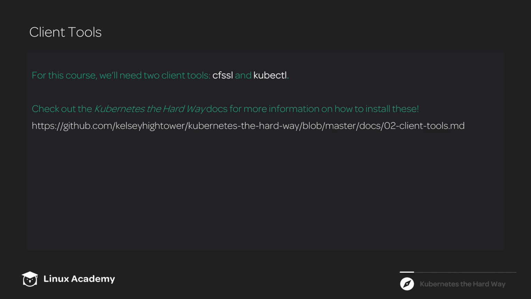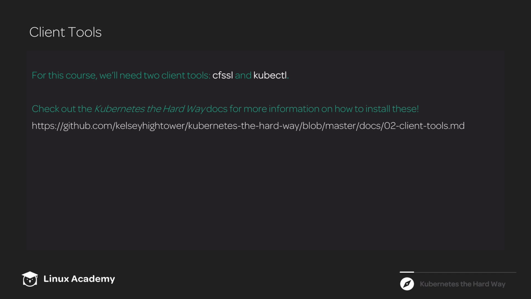So whatever machine you're going to be using in order to do all the work of getting this Kubernetes cluster stood up, that's the machine where we need to install these client tools. And they consist of CFSSL and kubectl. CFSSL is a tool that we're going to be using to manage our different certificates that we're going to need to create in order to set up the Kubernetes cluster. And kubectl is the Kubernetes client that we can use to interact with our cluster from our local machine.